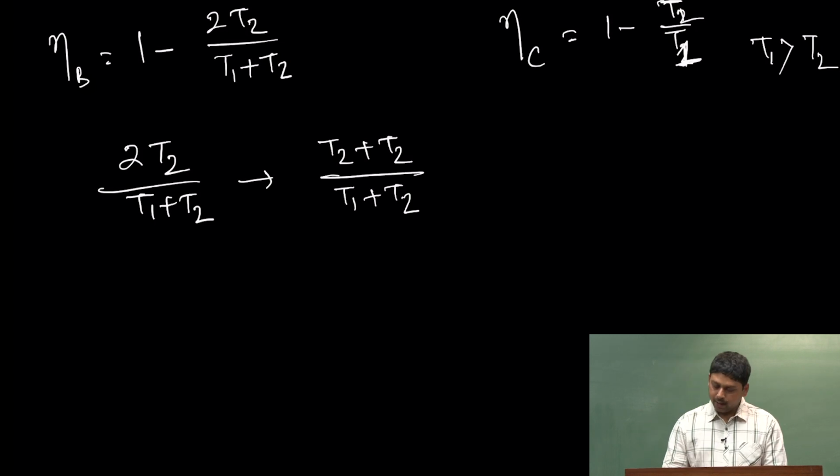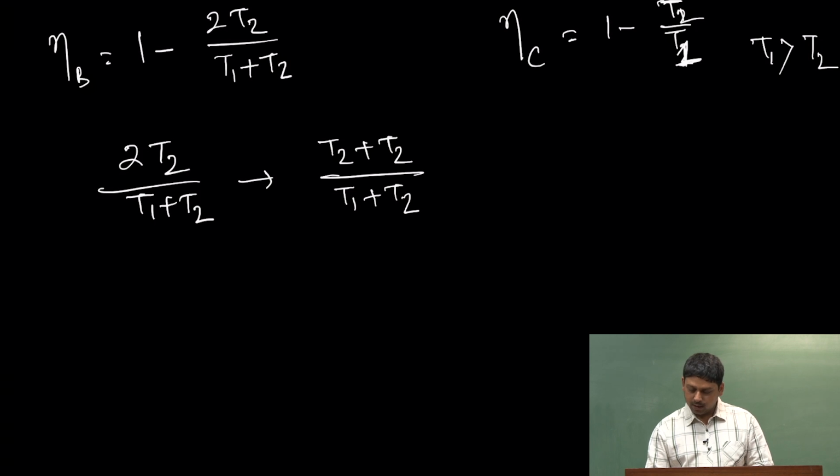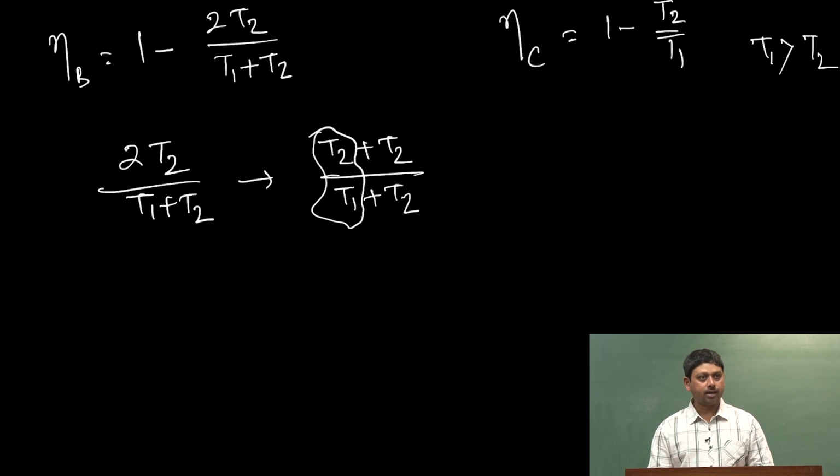Now, you see, I will just write it properly. This is the ratio that is there in the Carnot. We are adding T2 value. Now, since T1 is larger than T2, we are adding the same amount T2 to the numerator and denominator. So, for example, let us say 3 by 7. I add 1 to both of them, we are going to get 4 by 8.